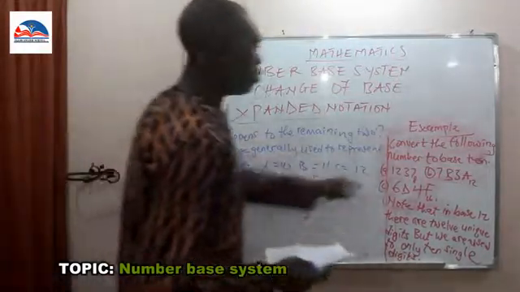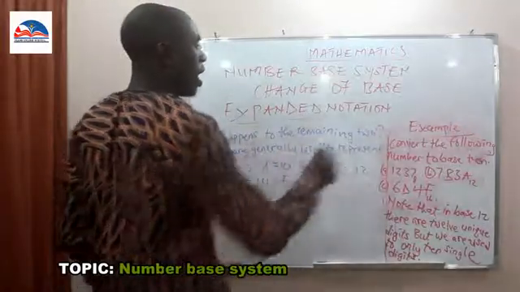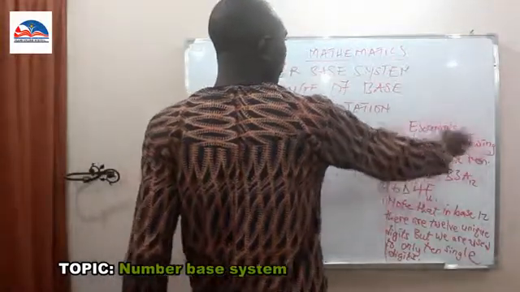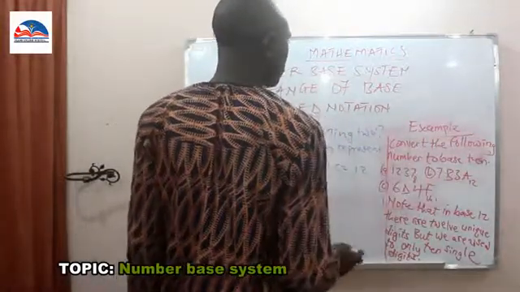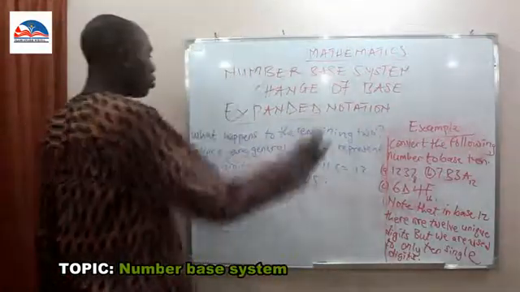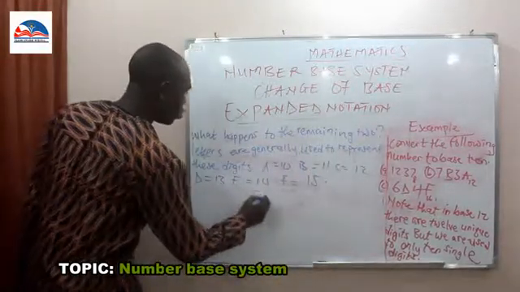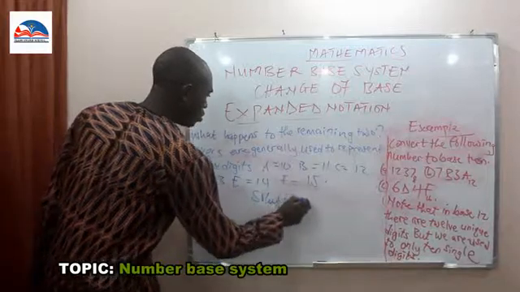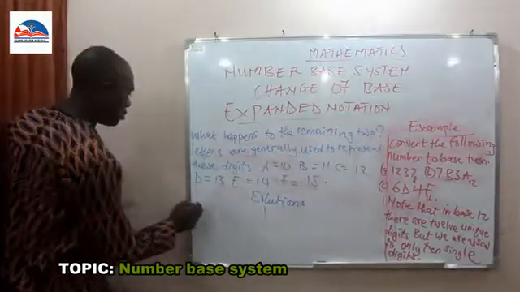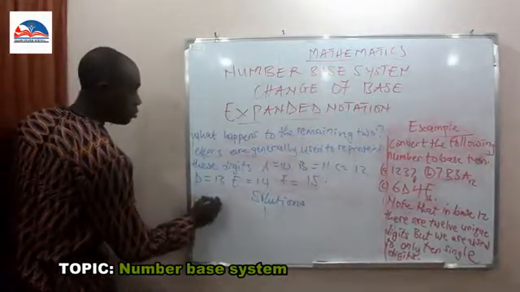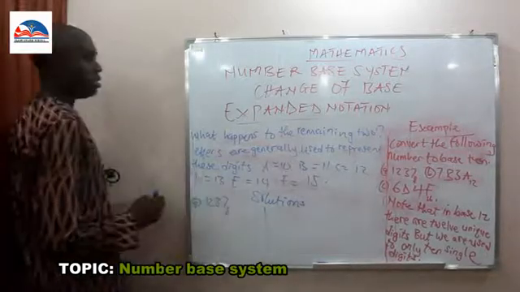Now we want to work on all of this. We are asked from the example that we should convert the following number to base 10, just like that expanded notation we used earlier. Let's look at solutions now. Solutions. To the first question, A. 1, 2, 3, 7, base 8.